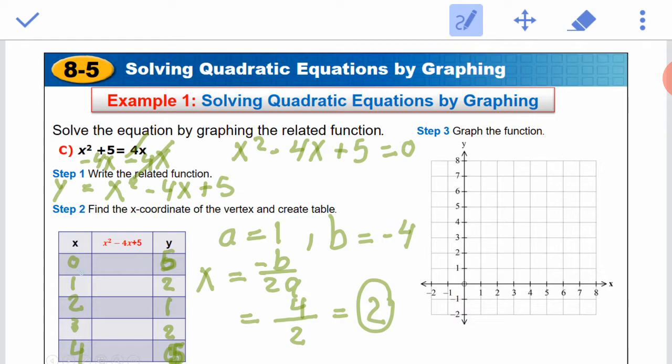Now let's start graphing this function. 0 and 5. My first value is 0 and 5. 1 and 2, exactly right there. 2 and 1, it seems to be the vertex. 2 and 1, it's an upward parabola. How do you know? From x squared, it's positive.